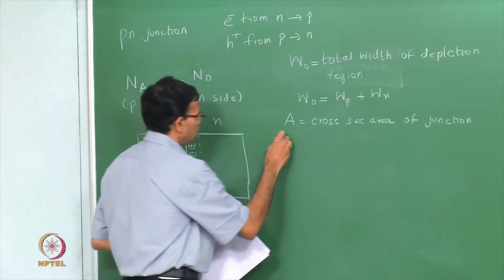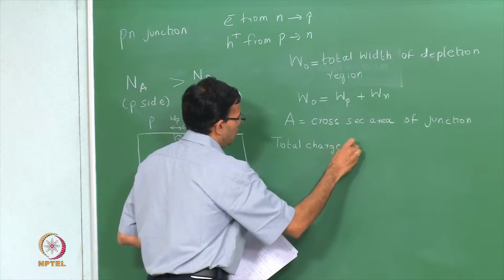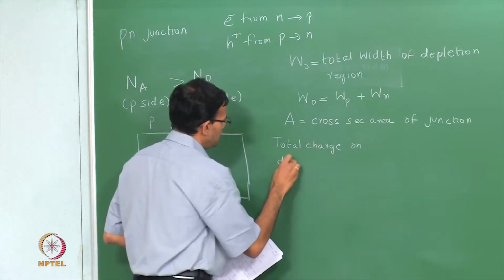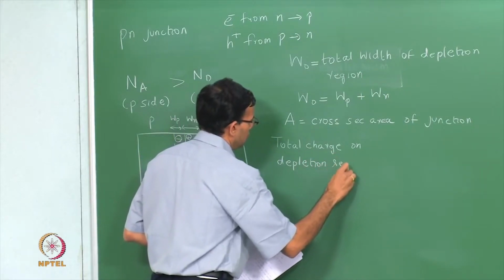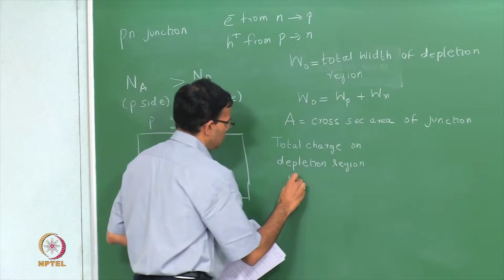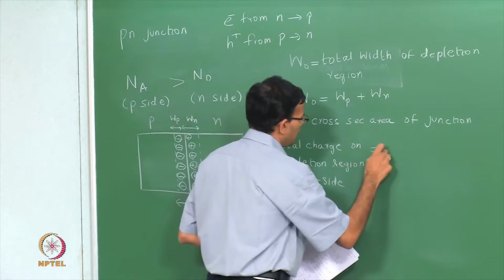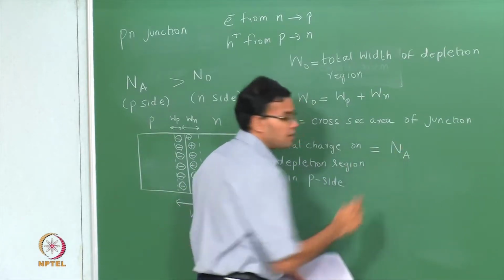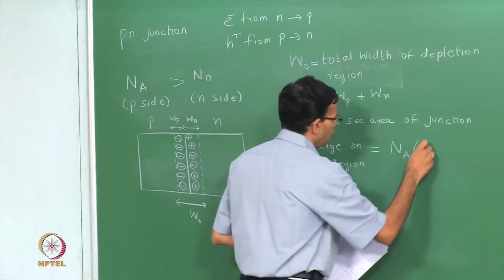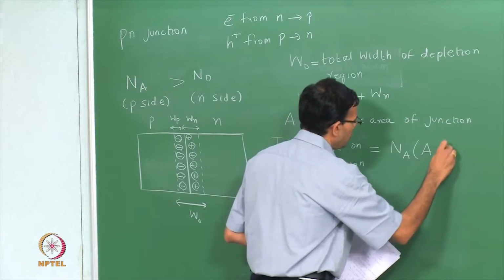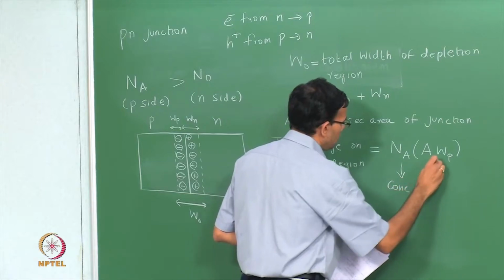So, the total charge on the depletion region in the p side is nothing but the concentration of acceptor ions times the volume. The volume is A times Wp. So, this is the concentration, this is the volume.